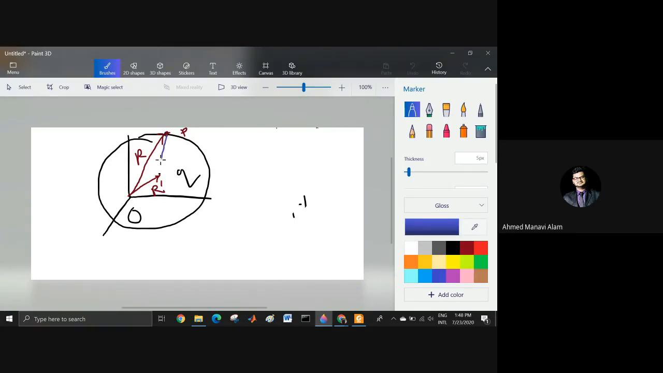My matter of interest is this distance, the distance between the point charge Q and the point where I want to find the electric field. Now, how can I find it, sir? You can find it very easily. Suppose this distance is A. Okay, this distance is A.